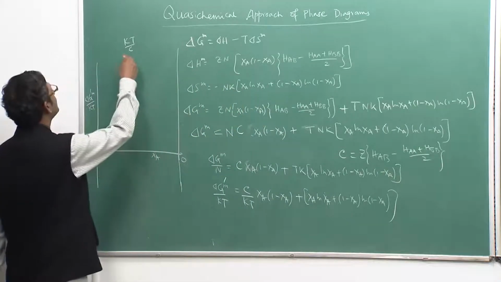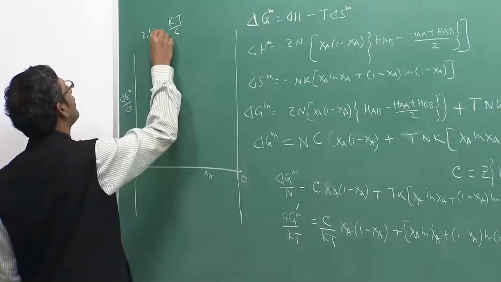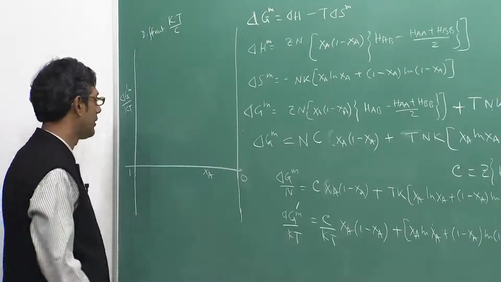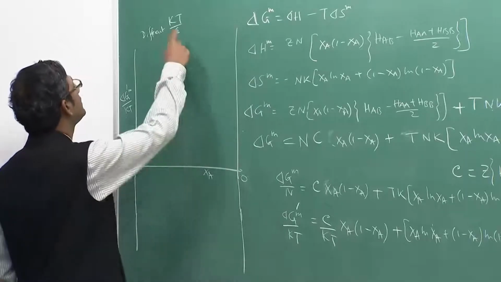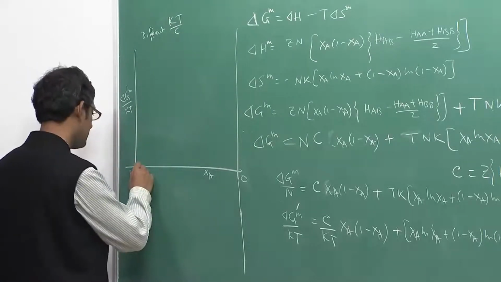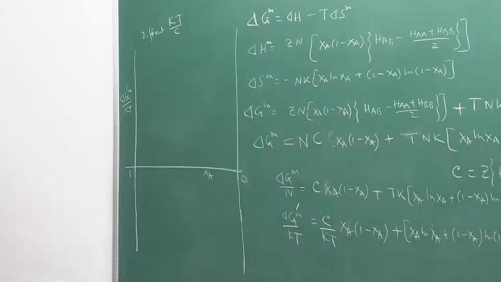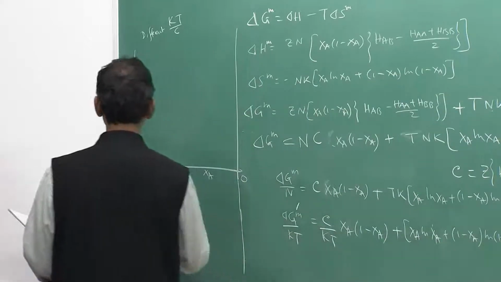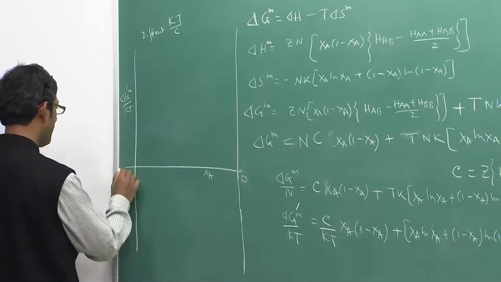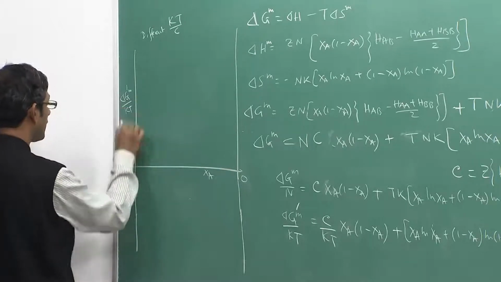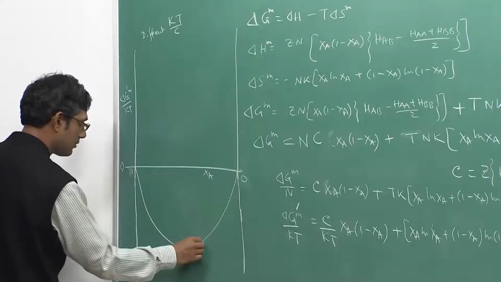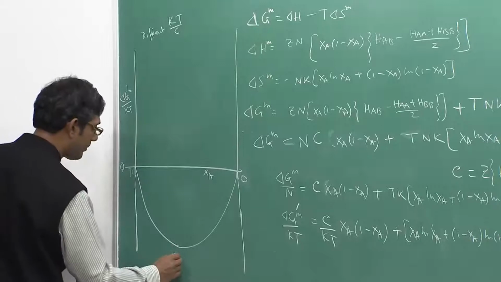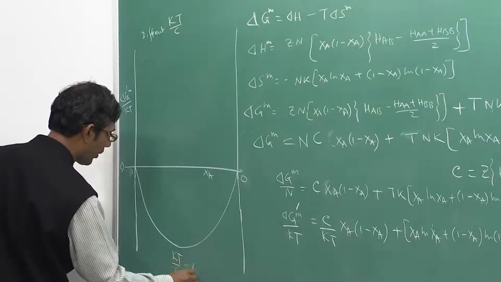So, I will plot for different values of KT by C. When KT by C is very high, that means the thermal energy term is very high. Let me just check, because otherwise I will make mistakes; I do not remember those values. Let us suppose the value is 1. This is from the textbook actually I am drawing. This is 0 for delta GM by KT. So, when KT by C is 1, this will look like this.